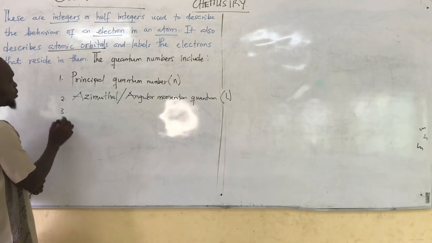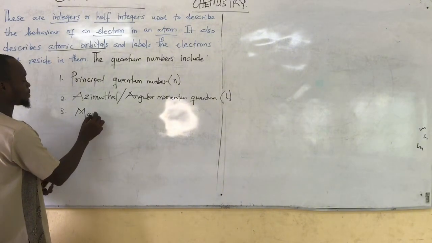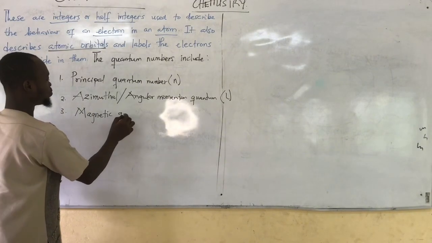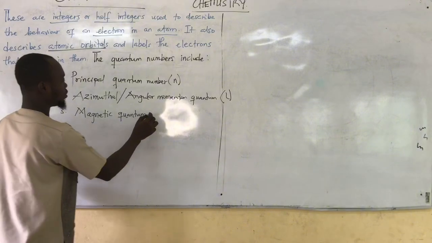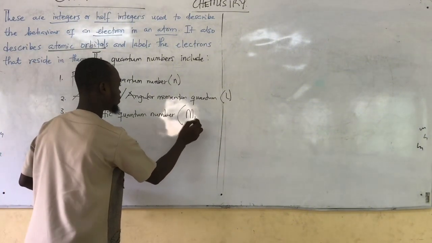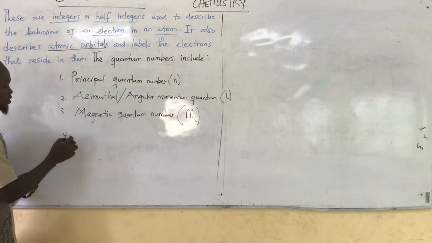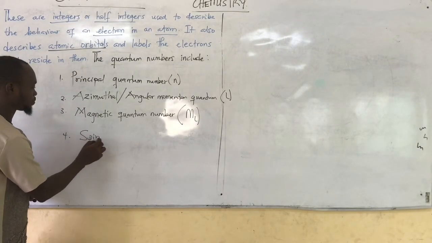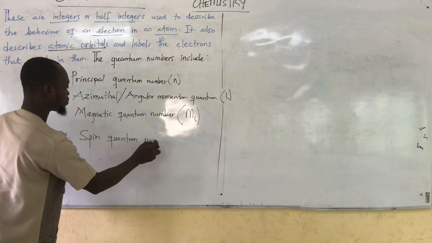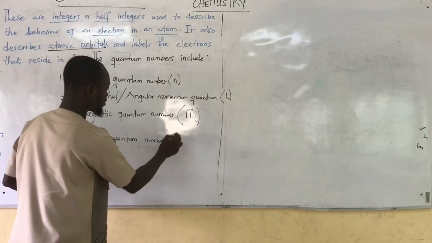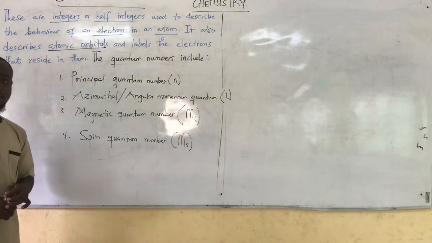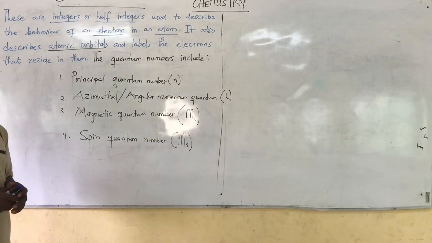Three, we have what we call the magnetic quantum number. It is denoted by ml. And then the last one, we have the spin quantum number. It is also denoted by ms. So these are the four main quantum numbers we will be going through in this lesson.